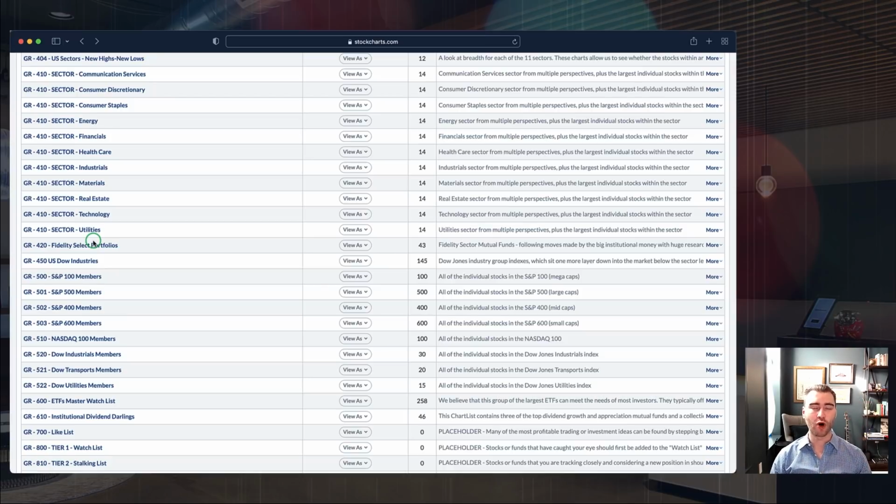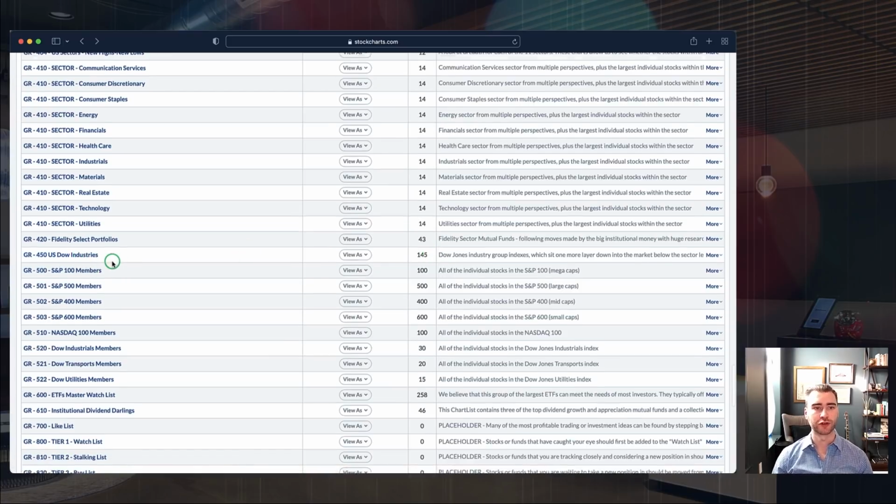And then next up, we have all of the Dow industry groups. So we have a specific chart list that includes all of the Dow Jones industry groups. So that's kind of that next level down. We go from the market level to the sector level down into the industry group level. So we have all of those included here as well, those Dow industry groups.